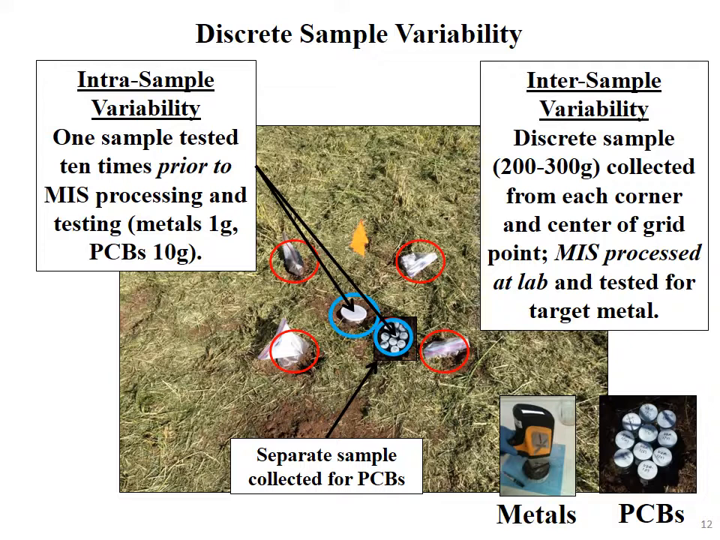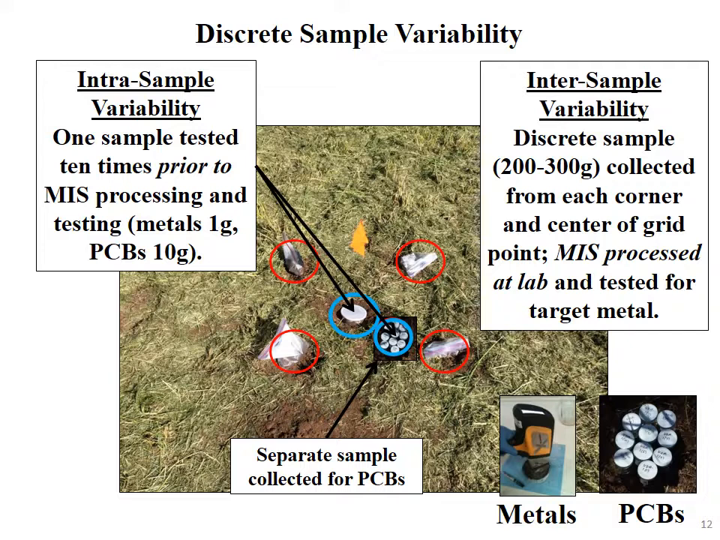Now for the PCB site, of course we can't test that with an XRF, so at the PCB site, we collected one discrete sample, but then we put it in 10 separate jars, and we're collecting a few hundred grams of sample for each one of these. So at each grid point, we take one sample, split it into 10 small jars, and then we had the lab test each jar.